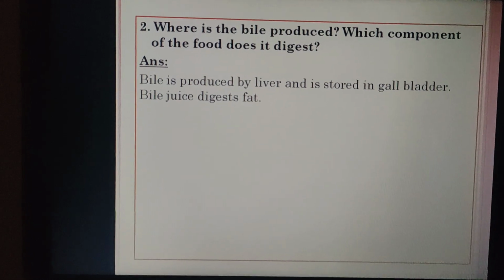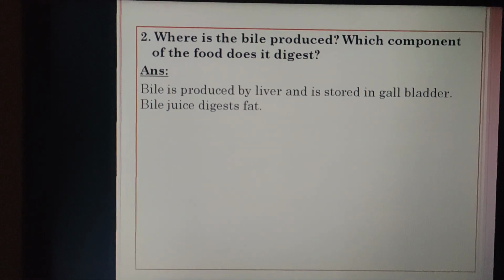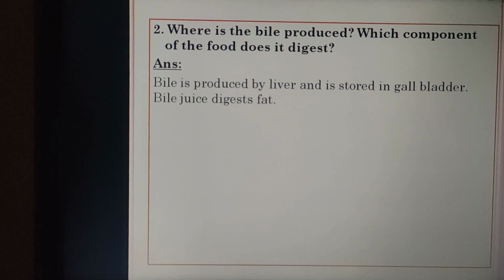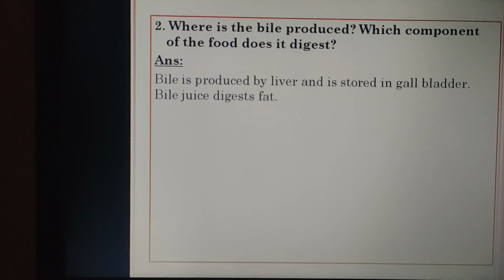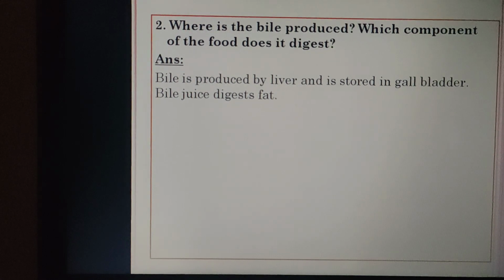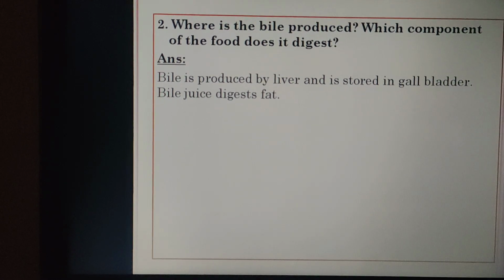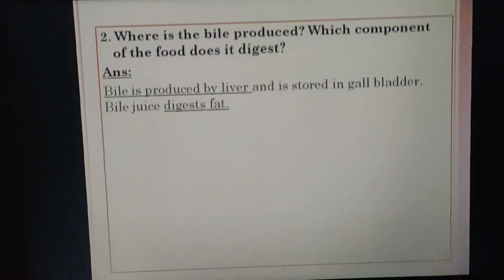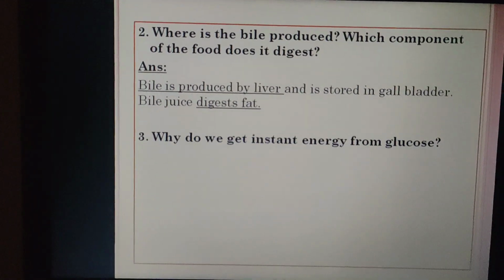Okay, now this is a 2 marks question and it is completed in almost 1 line only. So that's why you can underline bile, liver and digestive fat. Understood? Likewise. Okay, now let's go to the next question.